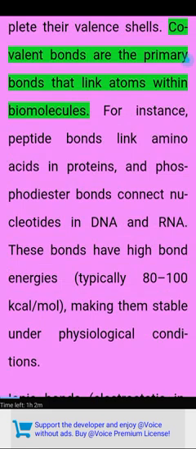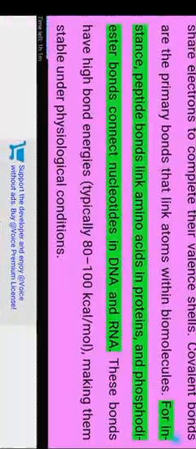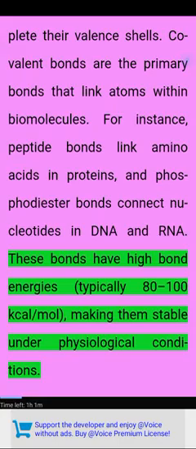Covalent bonds are the primary bonds that link atoms within biomolecules. For instance, peptide bonds link amino acids in proteins, and phosphodiester bonds connect nucleotides in DNA and RNA. These bonds have high bond energies, typically 80 to 100 kcal per mole, making them stable under physiological conditions.